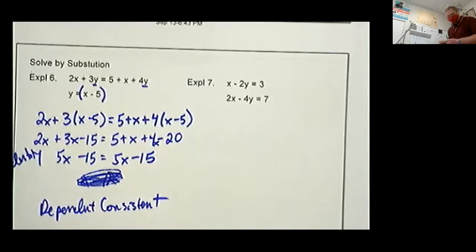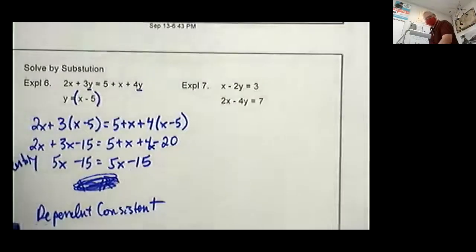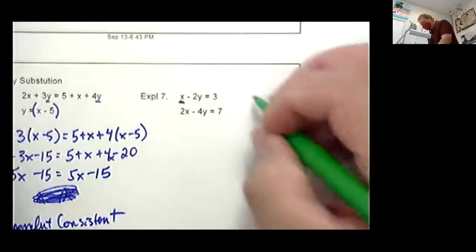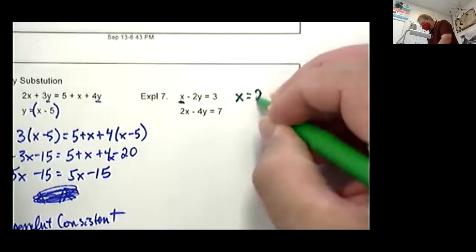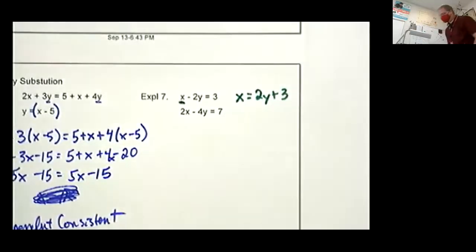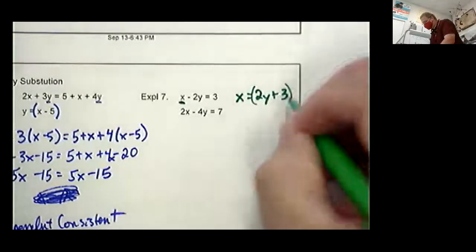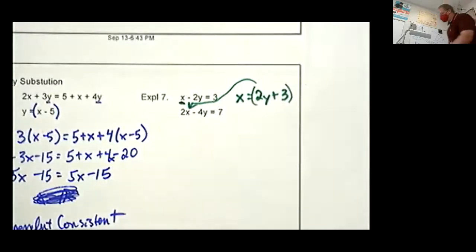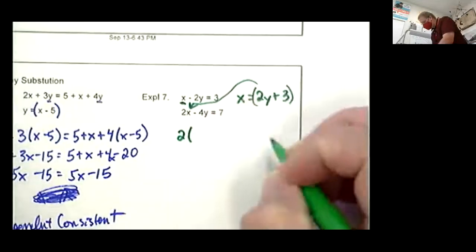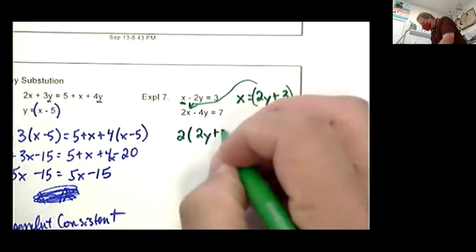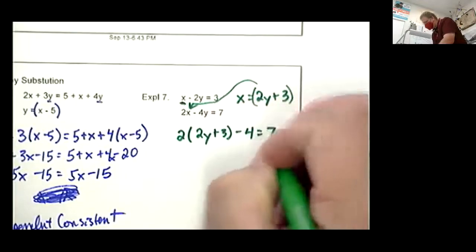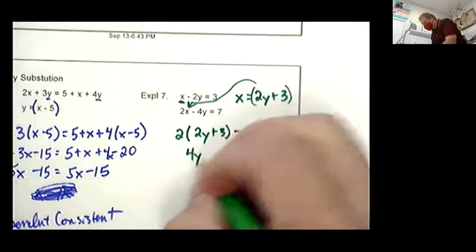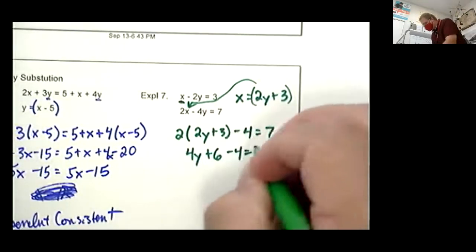And example 7. What's the easiest variable to solve for? I'm going to solve for this x by adding a 2y to each side. So x is equal to 2y plus 3. So now I'm going to plug that into the second equation for x. So there's our substitution. So we have 2 times 2y plus 3 minus 4 is equal to 7. We'll use distributive property. That's 4y plus 6 minus 4 is equal to 7.